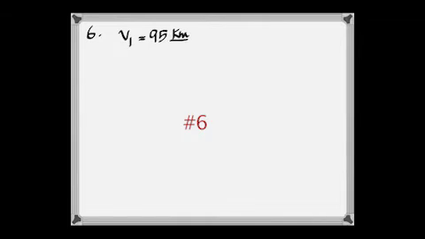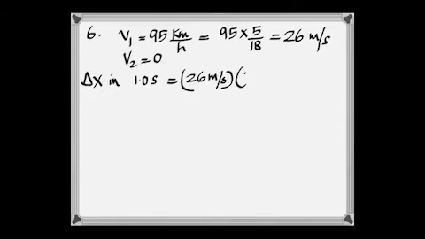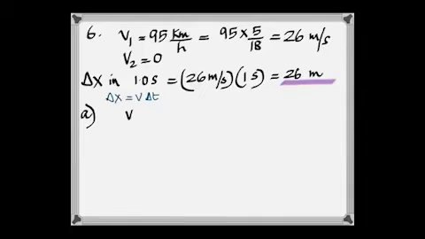Just what I told you. Change the 95 kilometers per hour into meters per second. To 2 significant figures, that's 26 meters per second. The final velocity is 0. And I'm saying the displacement in 1 second is 26 times 1. I'm trying to show you, because displacement is velocity multiplied by time, isn't it? Okay, so you got 26 meters.